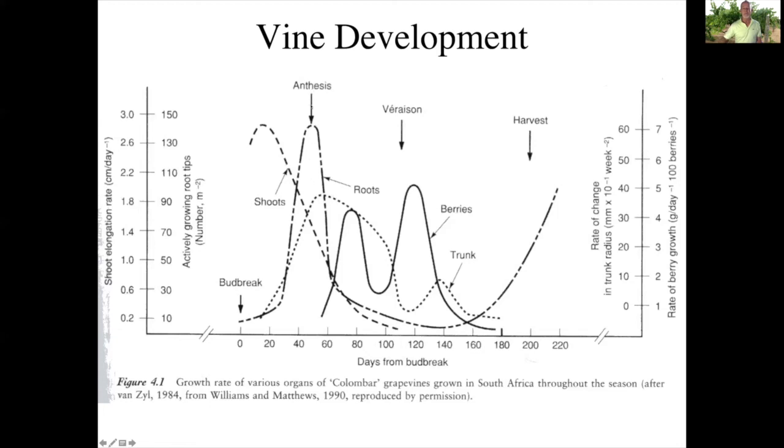At this period of time, we have anthesis. Anthesis is the time when flowering is occurring. And so fruit set is about to happen.